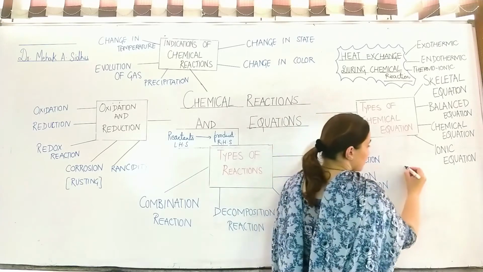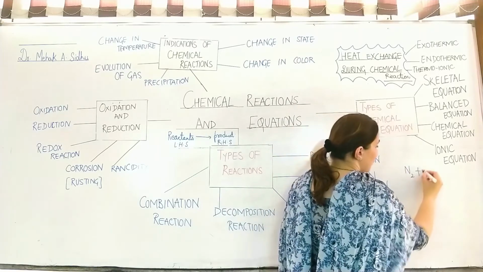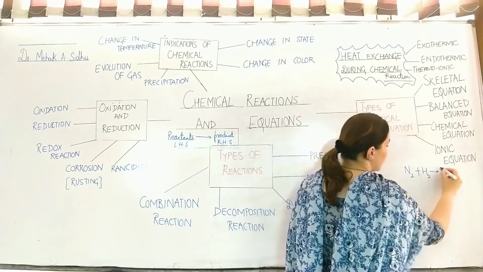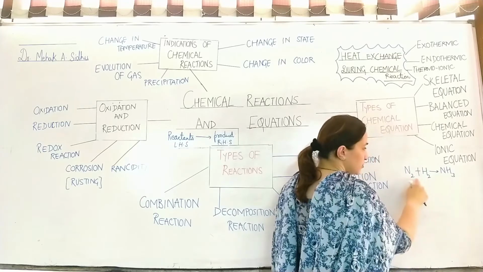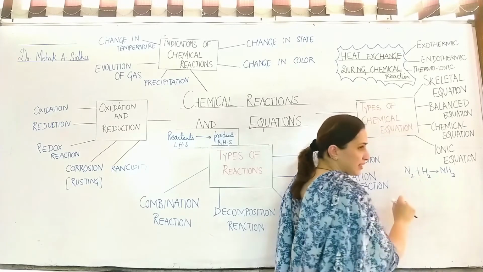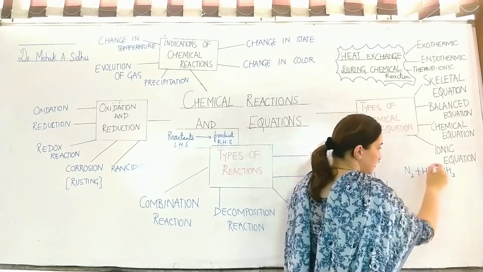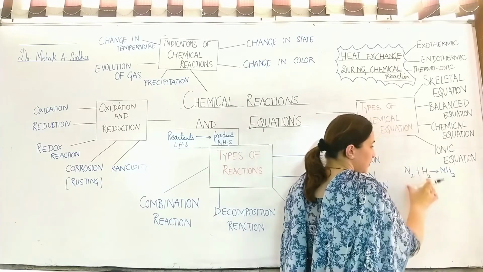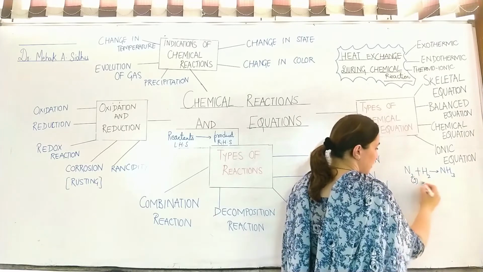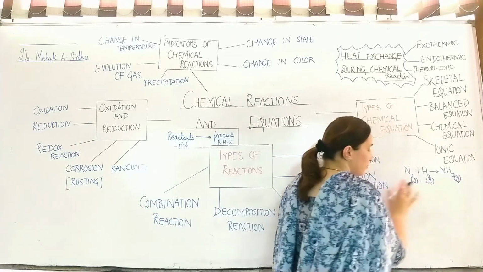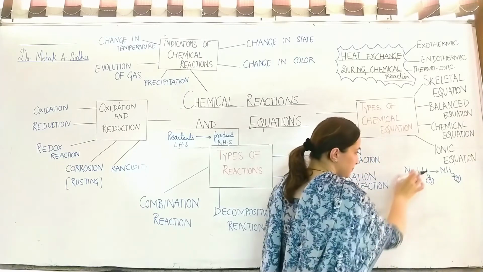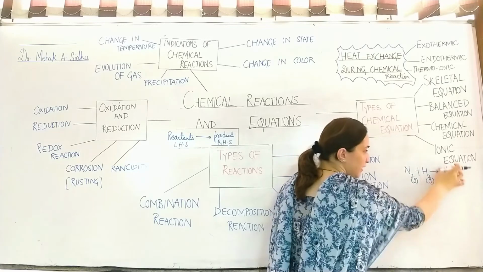Formation of ammonia. Nitrogen combines with hydrogen to form ammonia. This is also known as Haber's process, and it occurs in the presence of a catalyst. But in this case, both are gases reacting to form a gas. Now we are trying to balance the elements on the left and the right.